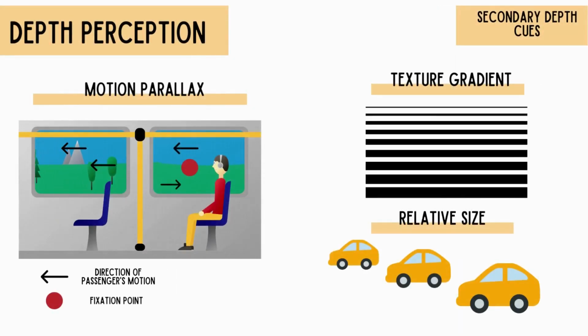Motion parallax. Motion parallax refers to the difference in image motion between objects at different depths. Texture gradient. When you're looking at an object that extends into the distance, such as a grassy field, the texture becomes less and less apparent the farther it goes into the distance. Relative size. Smaller objects are usually seen as being further away, particularly if the objects in the scene are of approximately the same size.